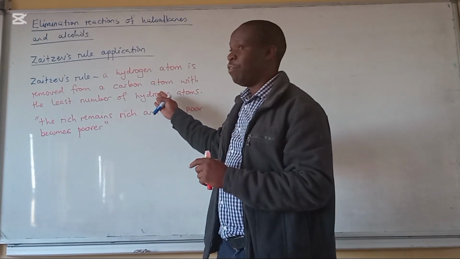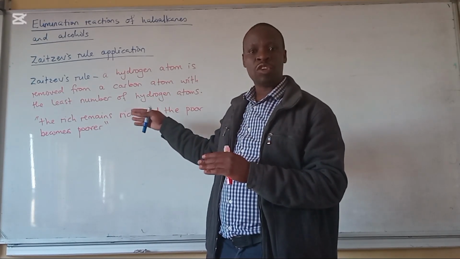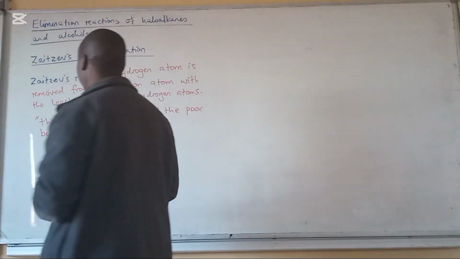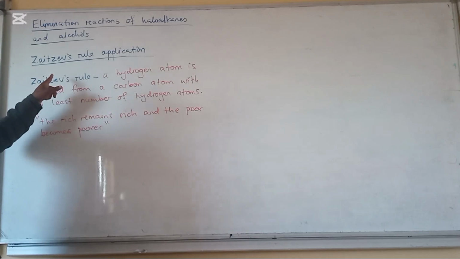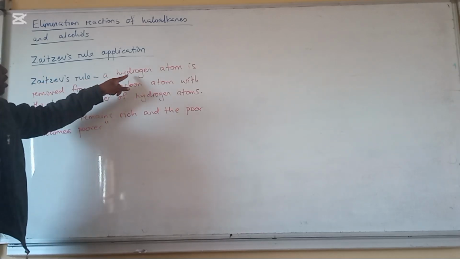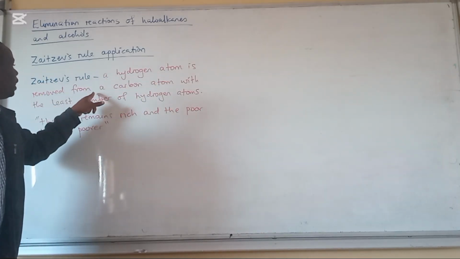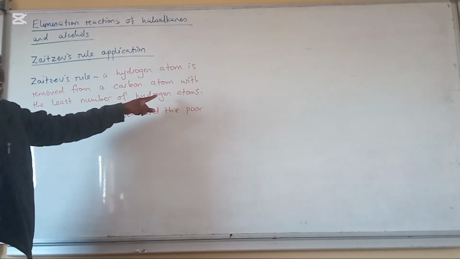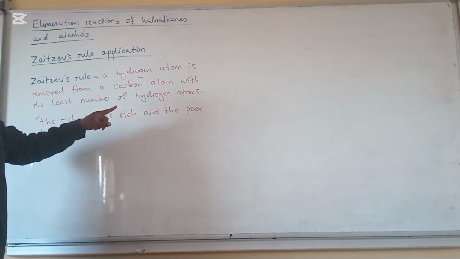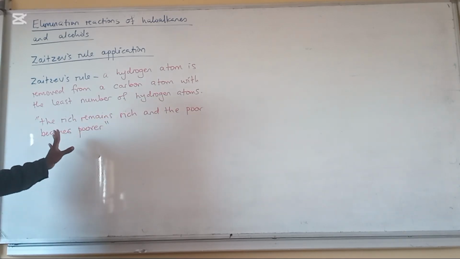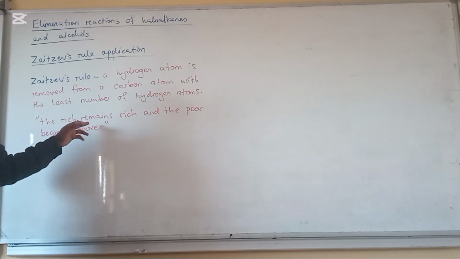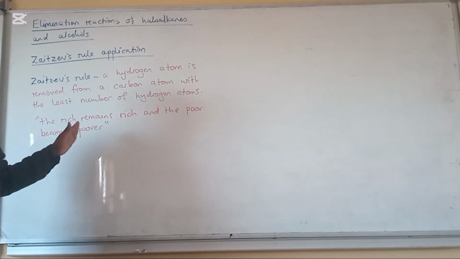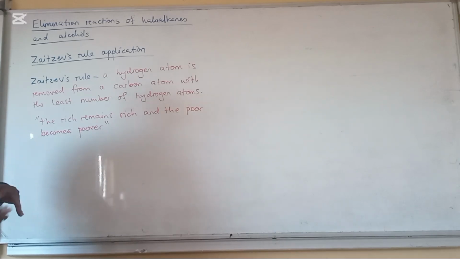Here I've written the Zaitzev's rule. I'm going to explain it before I apply it. Sit back and relax. The Zaitzev rule says a hydrogen atom is eliminated or removed from a carbon atom with the least number of hydrogen atoms. In a funny way, we can say the rich remains rich and the poor becomes poorer. I will explain it with an example.